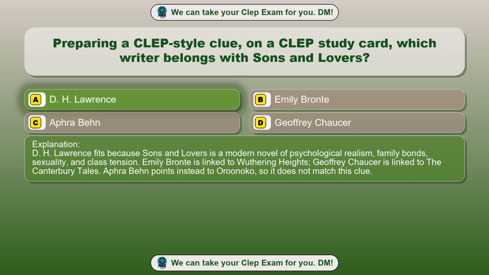tension. Emily Bronte is linked to Wuthering Heights, Geoffrey Chaucer is linked to the Canterbury Tales. Aphra Behn points instead to Oroonoko, so it does not match this clue.